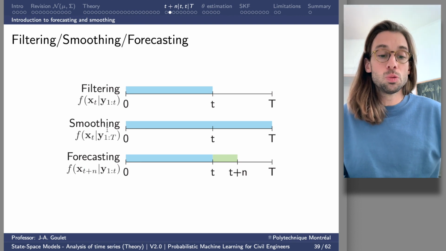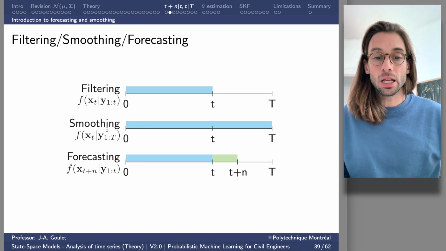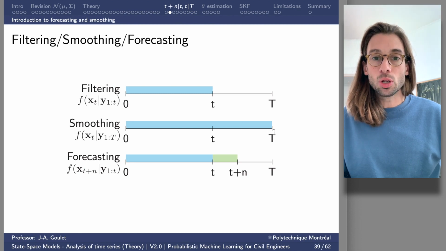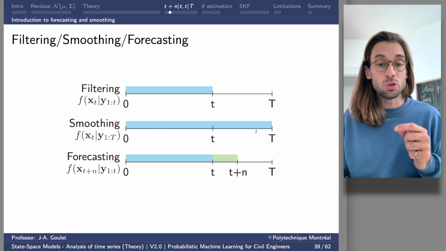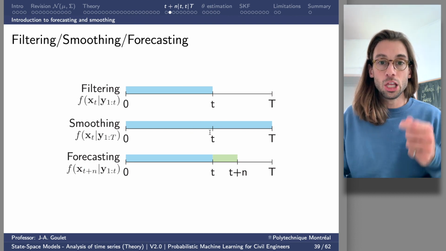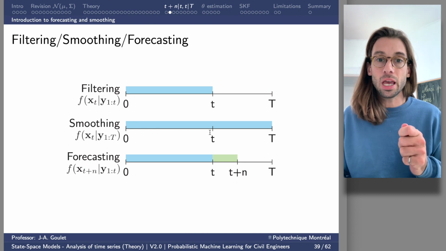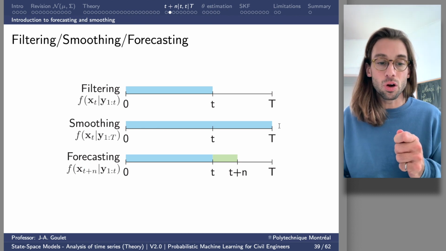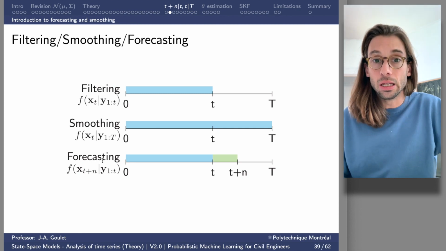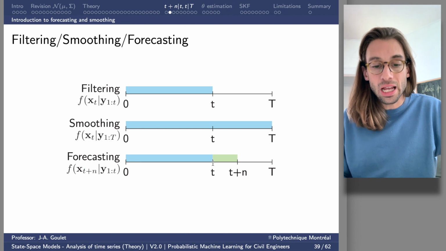If we want to do smoothing, smoothing is not the same thing. We don't have data only from time equals 0 up to t. With smoothing, we have data from time t equals 0 up to capital T. And what we want is to use the data before and after our time t to get the best estimate for state t. And in forecasting, we're still at time t.